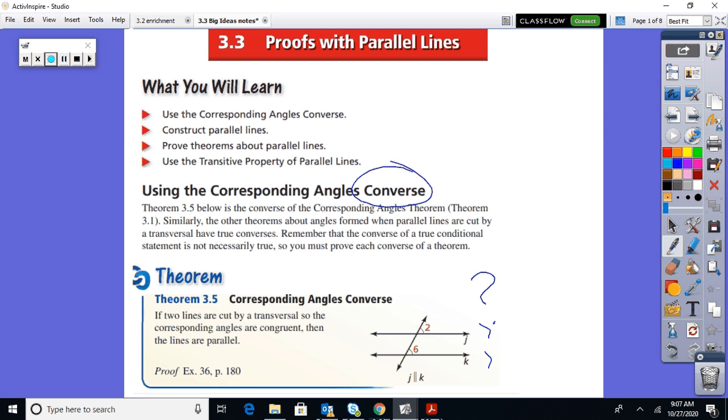Are they parallel? Not sure. Look at the conditional statement. If two lines are cut by a transversal, so blah, blah, blah, then the lines are parallel. So if you know that the corresponding angles are congruent, then we can conclude the lines are parallel, as opposed to the last section where we said, hey, the lines are parallel, so then you could conclude the angles were congruent. So the converse is also true.